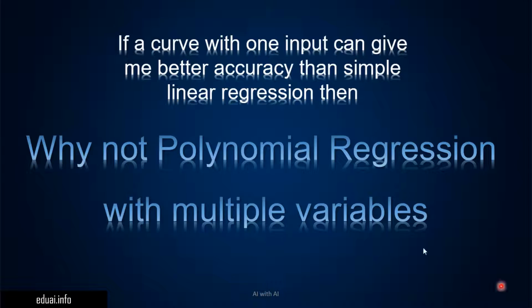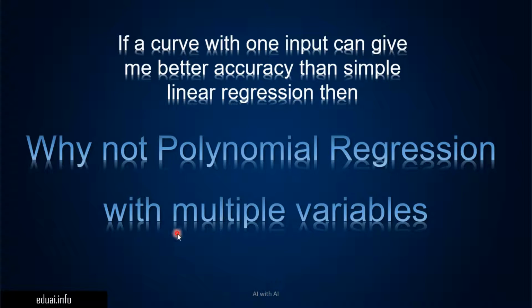Alright, let's proceed now. If a curve with one input can give me better accuracy than the simple linear regression, then why not polynomial regression with multiple variables? Don't you think so? What I'm saying here is that a polynomial regression with one variable is giving me better accuracy than the simple linear regression. Now why not consider multiple features with polynomial regression? I'm using polynomial regression, but now not simple polynomial regression. I'm going to use multiple polynomial regression.